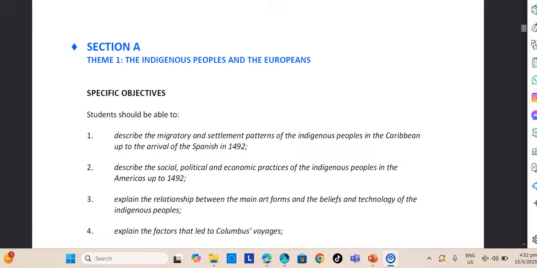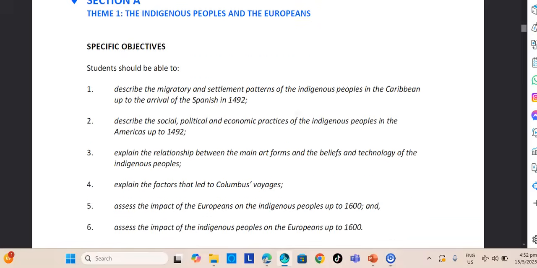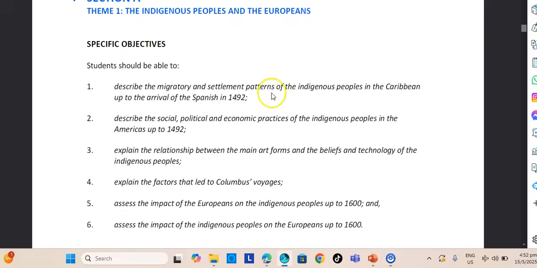Section A, Theme 1, the indigenous peoples and the Europeans. Students should be able to describe the migratory and settlement patterns of the indigenous peoples in the Caribbean up to the arrival of the Spanish in 1492. Now, before the arrival of the Spanish in 1492, the Caribbean was inhabited by several indigenous groups who migrated from the mainland of South America and settled across the islands thousands of years ago.